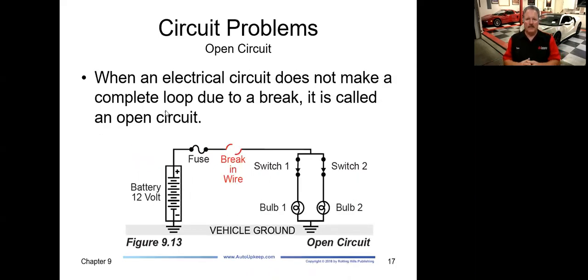When an electrical circuit does not make a complete loop due to a break, it's called an open circuit. So an open circuit would not allow anything to work once it's past the break, right? Maybe the fuse is broken or there's a break in the wire, that's an open circuit. And if you put a test light back here or a voltmeter, you would have 0 volts. That's a break in the wire, open circuit. Get a lot of that in cars.